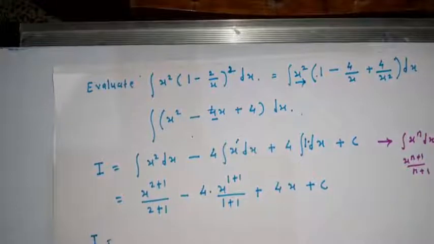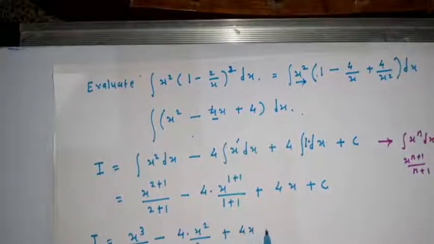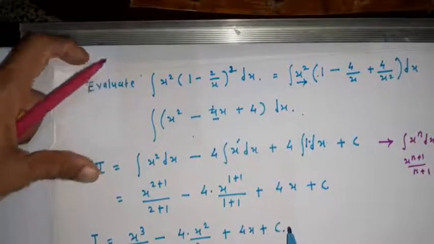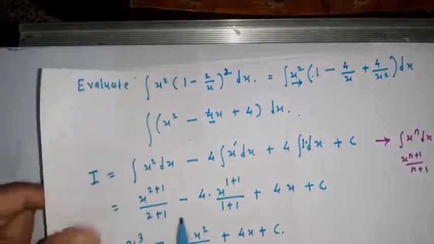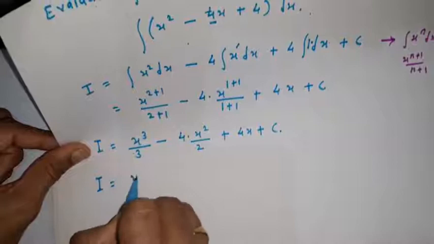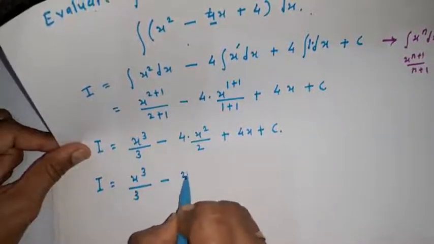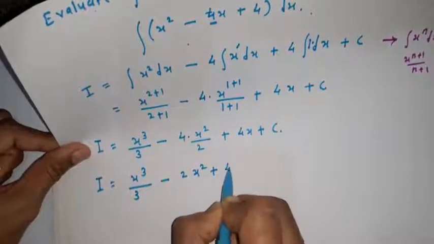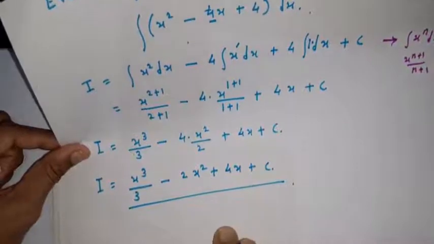Hence, integration is x raised to 3 upon 3 minus 4 x square upon 2 and plus 4x plus constant of integration c. And hence the integration is, after simplification, x raised to 3 upon 3 minus 2 2s are 4, that is 2x square plus 4x plus c is the answer of integration.